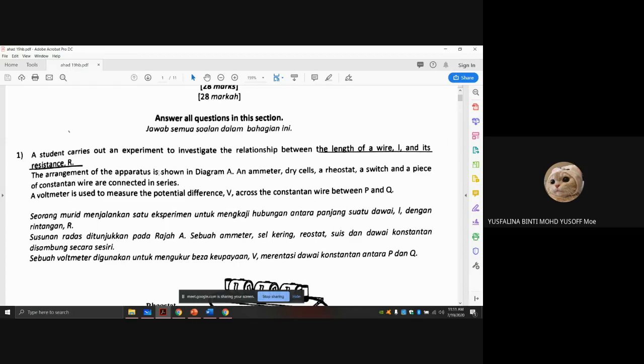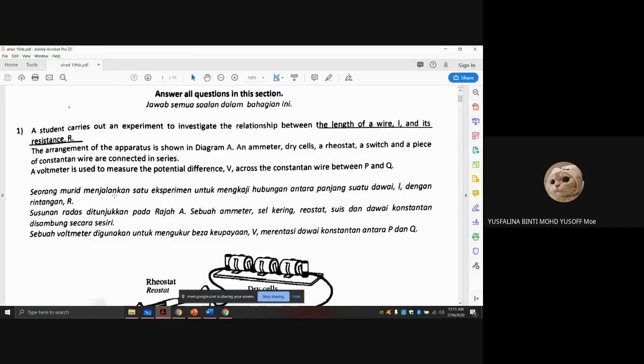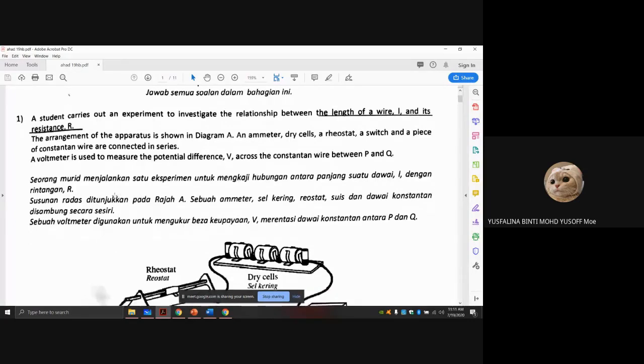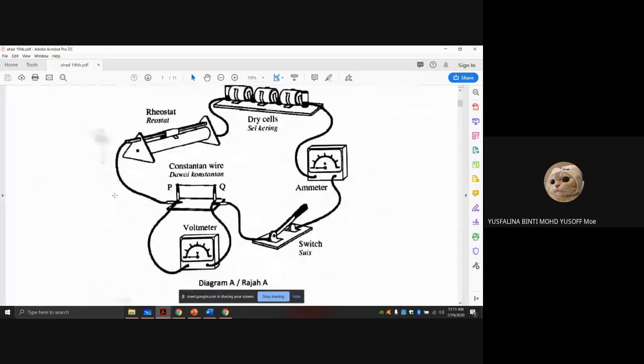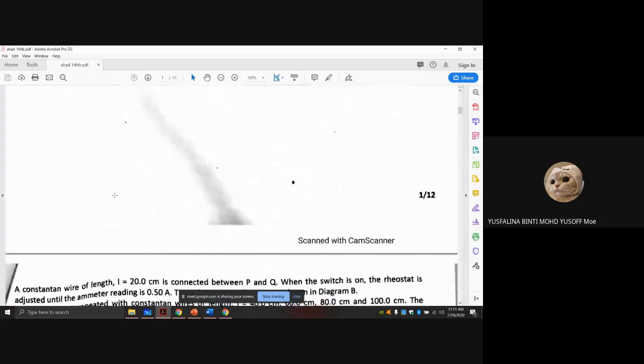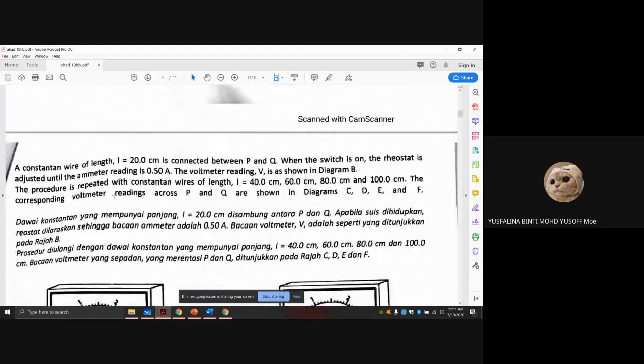So the arrangement of the apparatus is shown in diagram A. An ammeter, dry cell, a rheostat, a switch, and a piece of constantan wire are connected in series. A voltmeter is used to measure the potential difference across the constantan wire between P and Q. So this is the circuit. Then it says a constantan wire of length L 20 cm is connected between P and Q. When the switch is on, the rheostat is adjusted until the ammeter reading is 0.5.